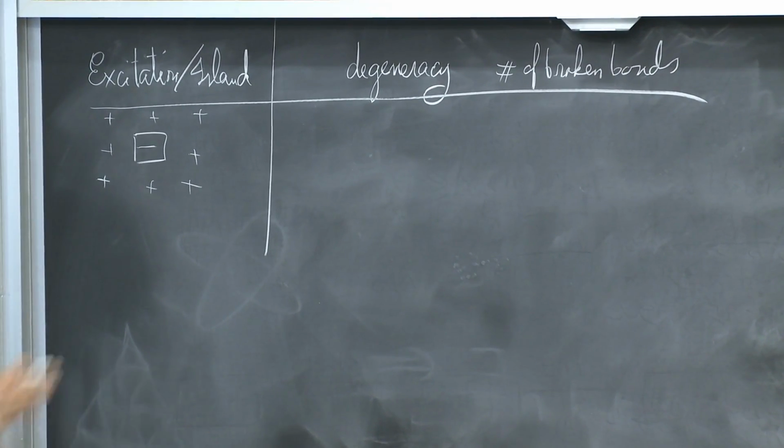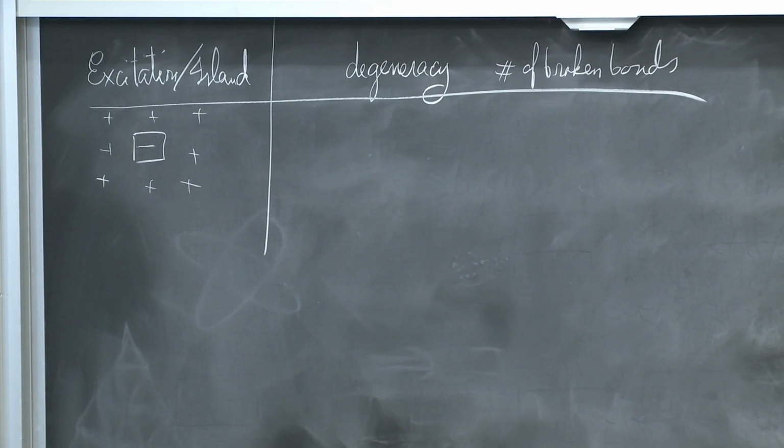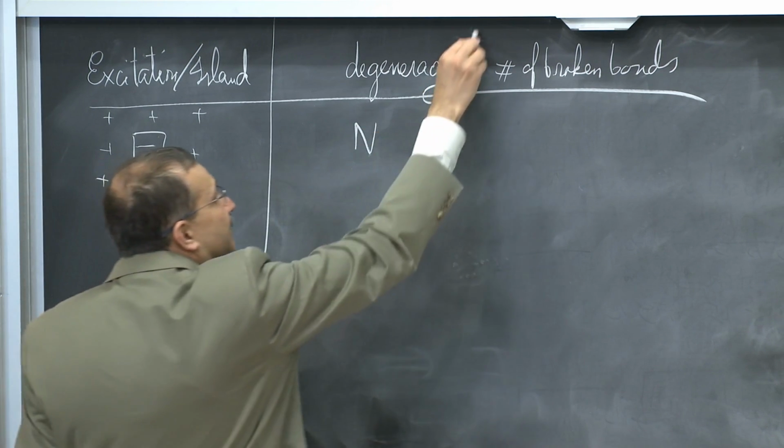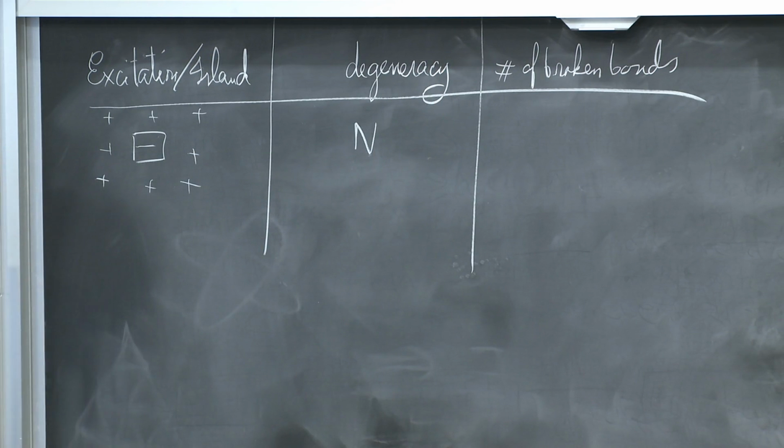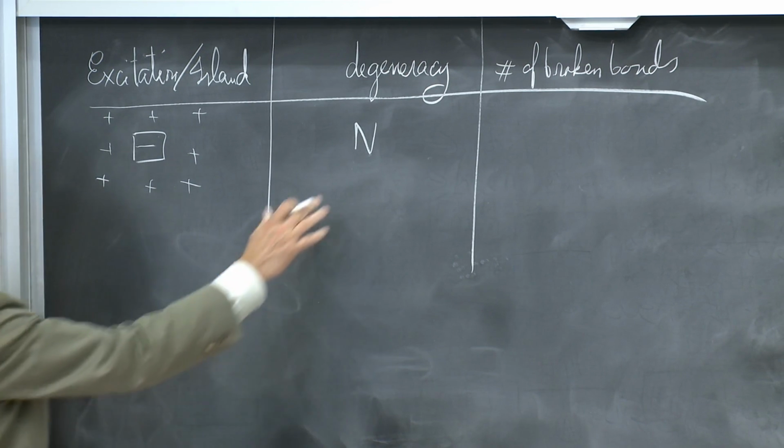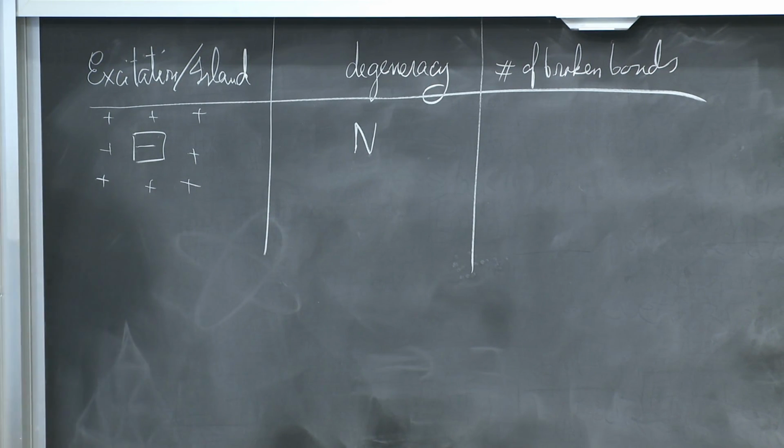And this particular excitation can occur in any one of N places if I have a lattice of size N. And I'm going to ignore any corrections that I may have from the edges. If you want, you can do that and be more precise. But let's focus essentially on things that are proportional to N.